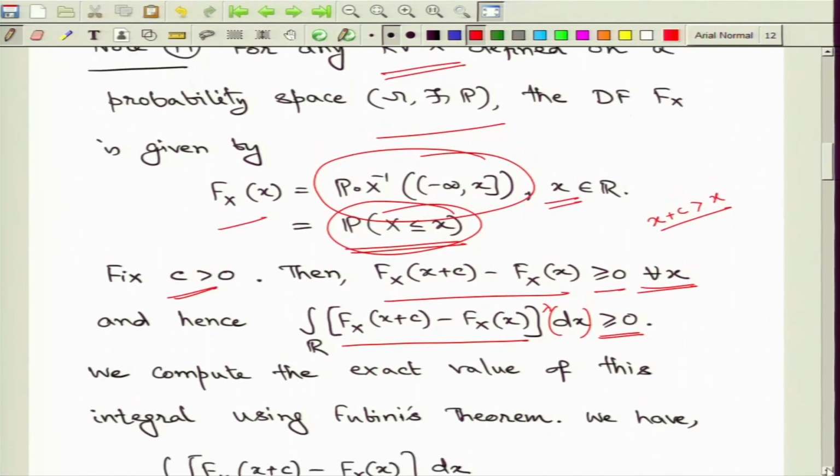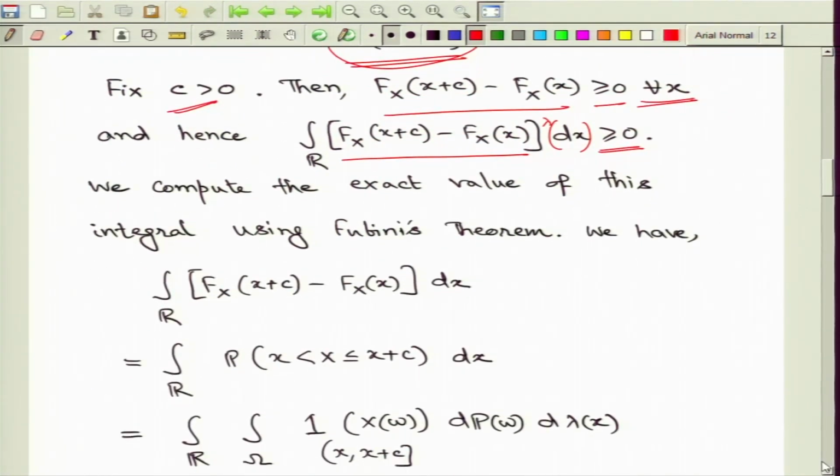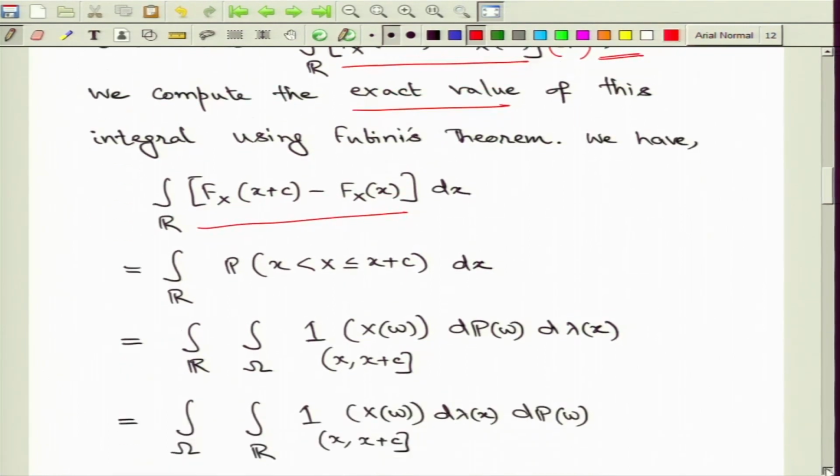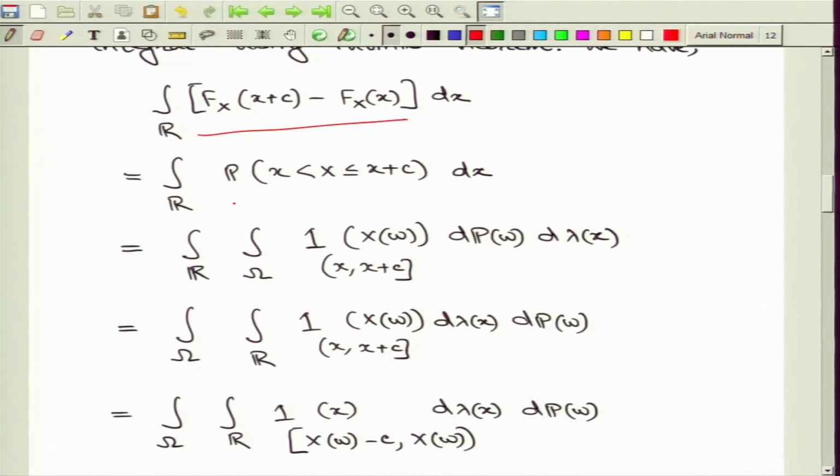Now, we note that we can actually compute the exact value of this integration, again as an application of Fubini's theorem. We start with this expression which we want to compute. Here we go back to the definition of the distribution function, and what we observe is that this difference can be written as the probability of the event that the random variable takes values between x and x plus c, x excluded and x plus c included. That is the range of probability that we need to consider.